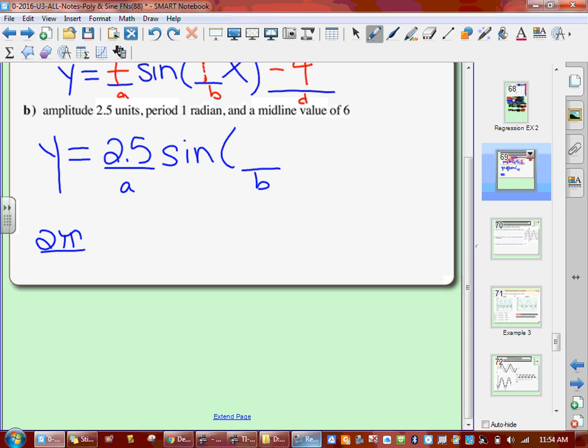Okay? We have no C value, and then we need a midline, our D value. It says a value of 6. So can I just write 6 by itself? You need to connect with a plus sign. Good. That tells us it's a positive 6 that raised it vertically 6 up on the y-axis.